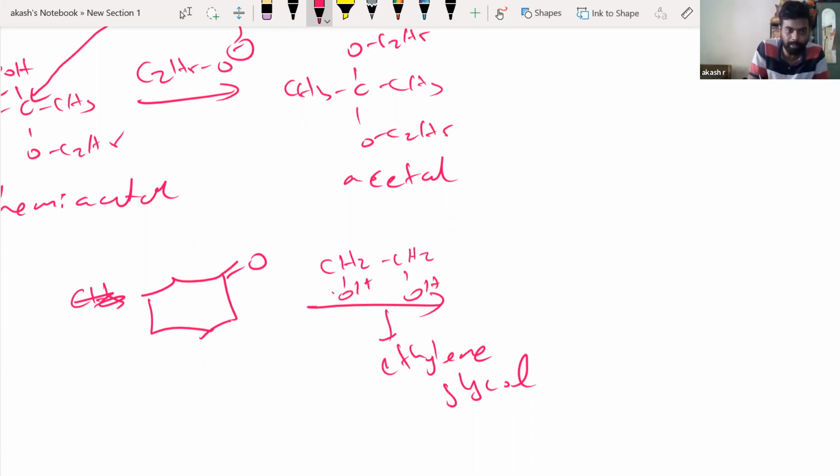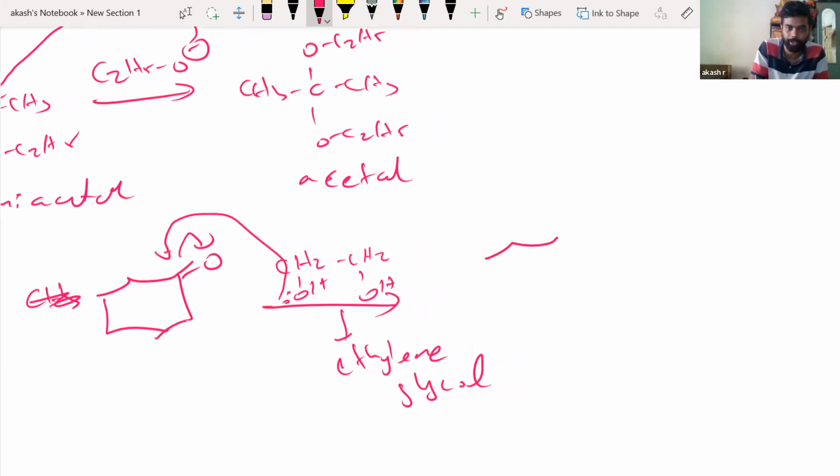Now the first step is simple. This oxygen lone pair is going to come and attack here, and this bond breaks. So let me show it. Now we are going to have this O minus come, and to this carbon we have this oxygen.